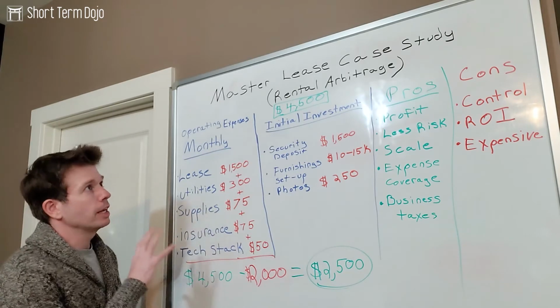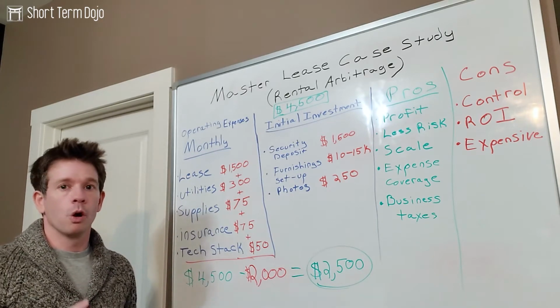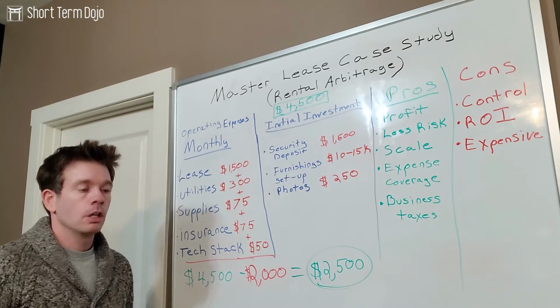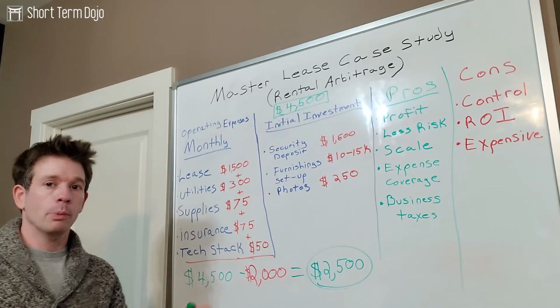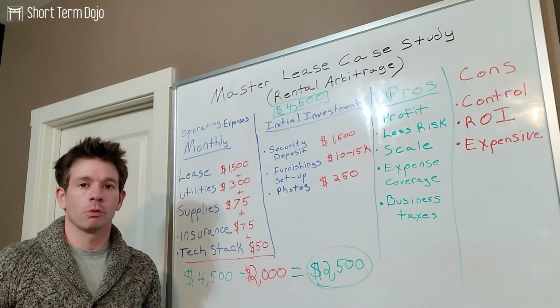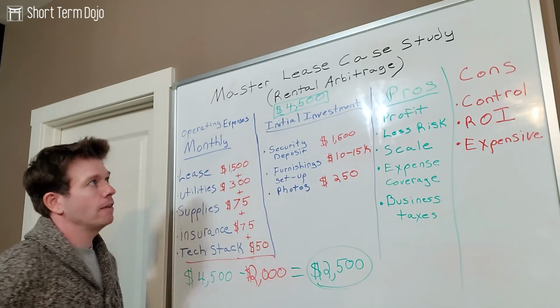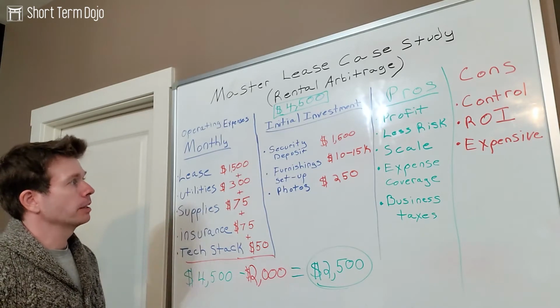All right, so again, just to recap very briefly, a master lease or rental arbitrage is where you are a tenant finding a unit that you want to turn into a short-term rental. You are signing a lease agreement with a landlord that owns the property, and then you're going to turn around and rent that. So utilizing the financials in this case with a $4,500 a month revenue projection, we're going to walk through some of the operating expenses.